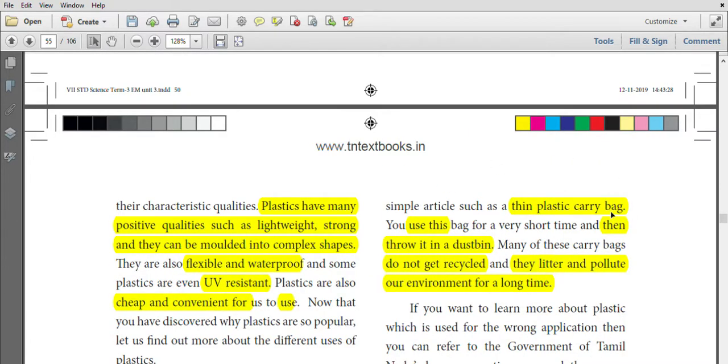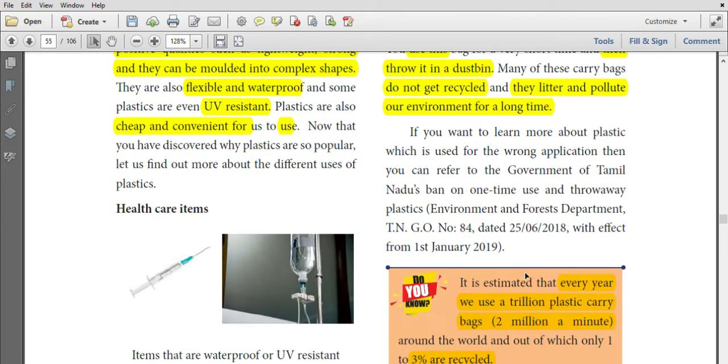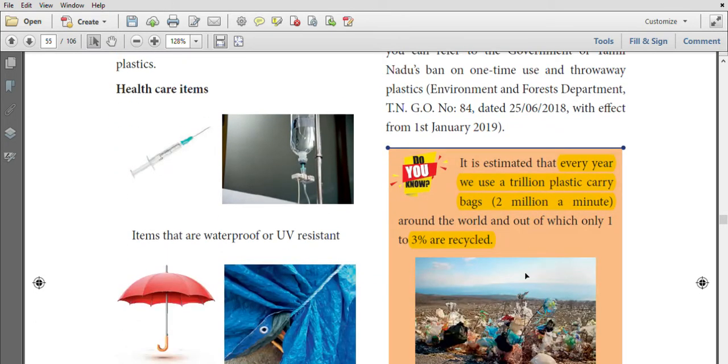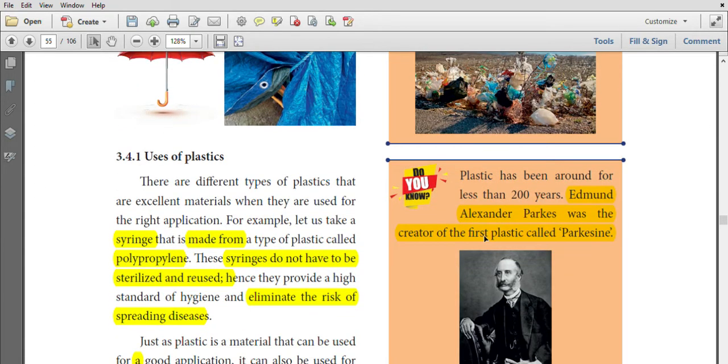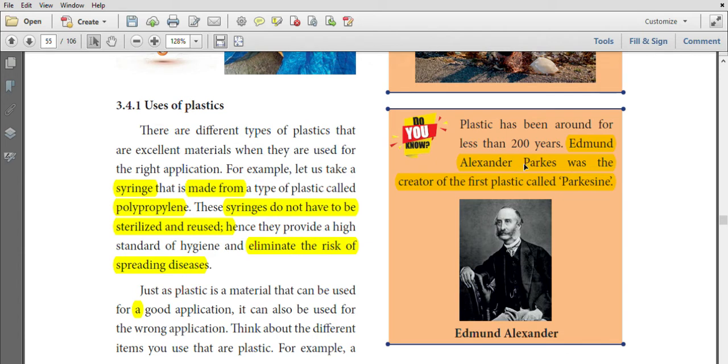Thin plastic carry bags, after using, we throw them into a dustbin. They are not recycled, so they cause litter and pollute our environment for a long time. Every year we use trillions of plastic carry bags. Every minute we use 2 million carry bags, out of which only 3% is recycled. Alexander Parkes was the creator of the first plastic, called Parkesine.